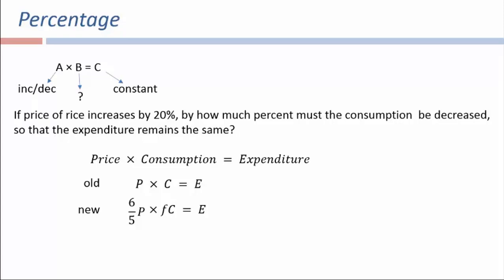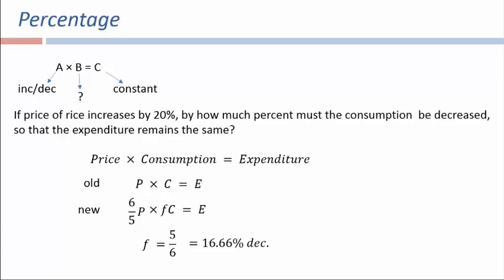To cancel out 6 by 5 that I have multiplied to price, my fraction should be 5 by 6, so that 6 by 5 and 5 by 6 would cancel out each other. So my fraction for consumption would come out to be 5 by 6. So my overall consumption is decreased by 1 by 6. There is a 1 by 6 decrease in the overall consumption. And 1 by 6 means a decrease of 16.66%.